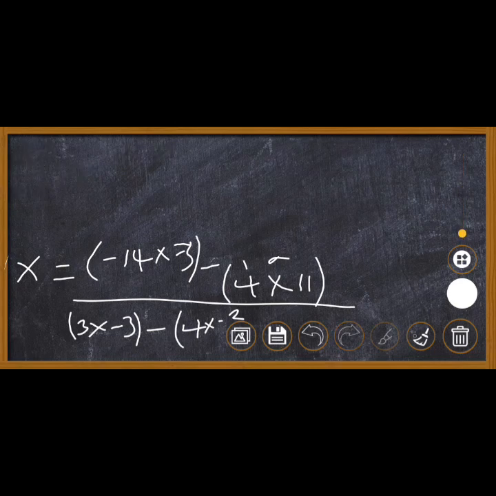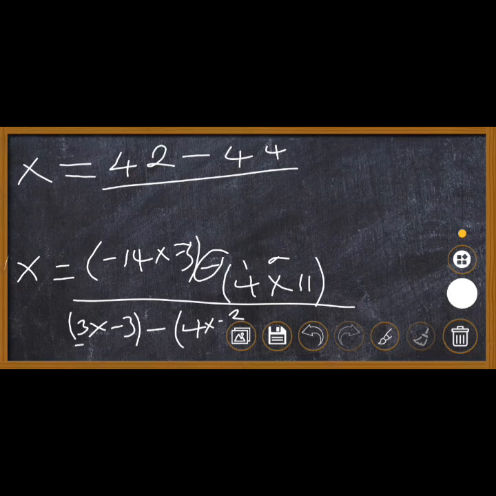So in this case, x equals to, what is 14 multiplied by 3? 14 multiplied by 3 is 42. Now we have negative and negative, so negative multiplied by negative is positive, so we are going to have 42 here. Then here it's just negative, so minus 4 multiplied by 11, it's simply 44. Over, down here we have 3 multiplied by negative 3, which is negative 9, and then negative multiplied by negative on the 2 side is positive, and 4 multiplied by 2, of course we know it's 8.